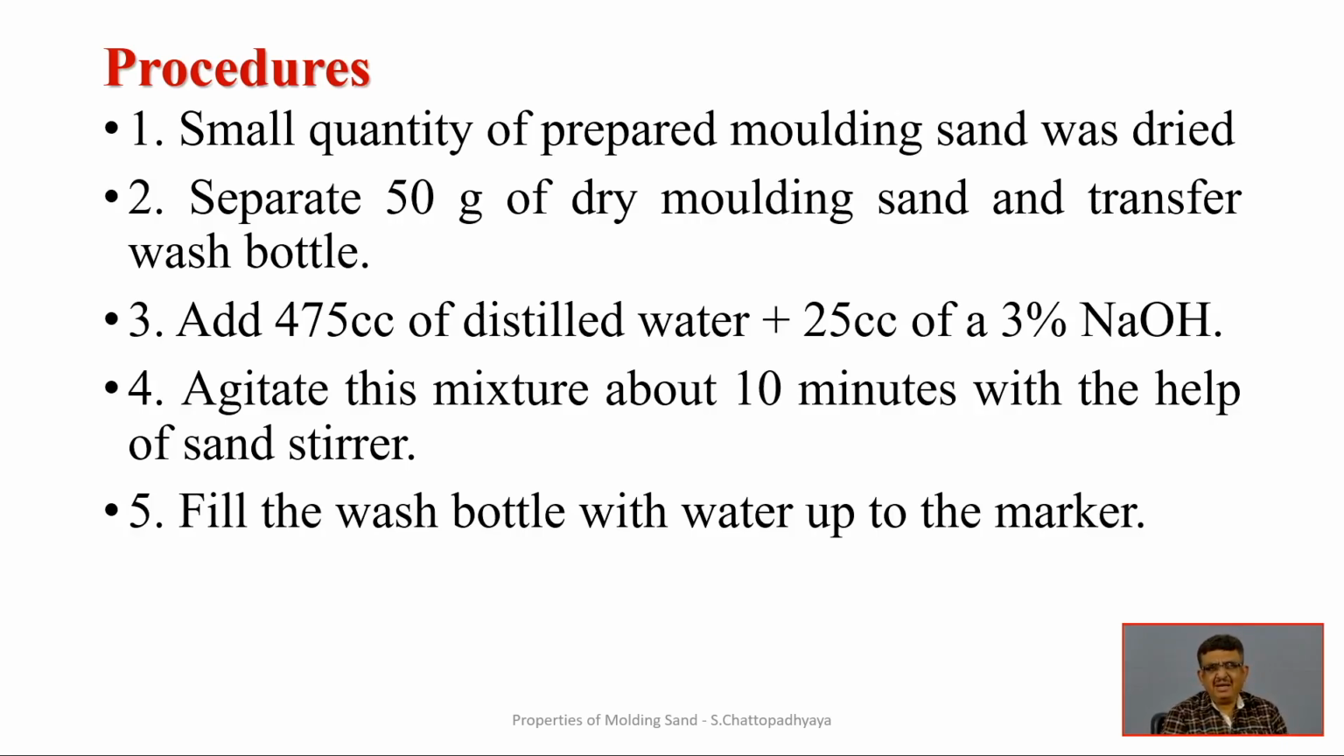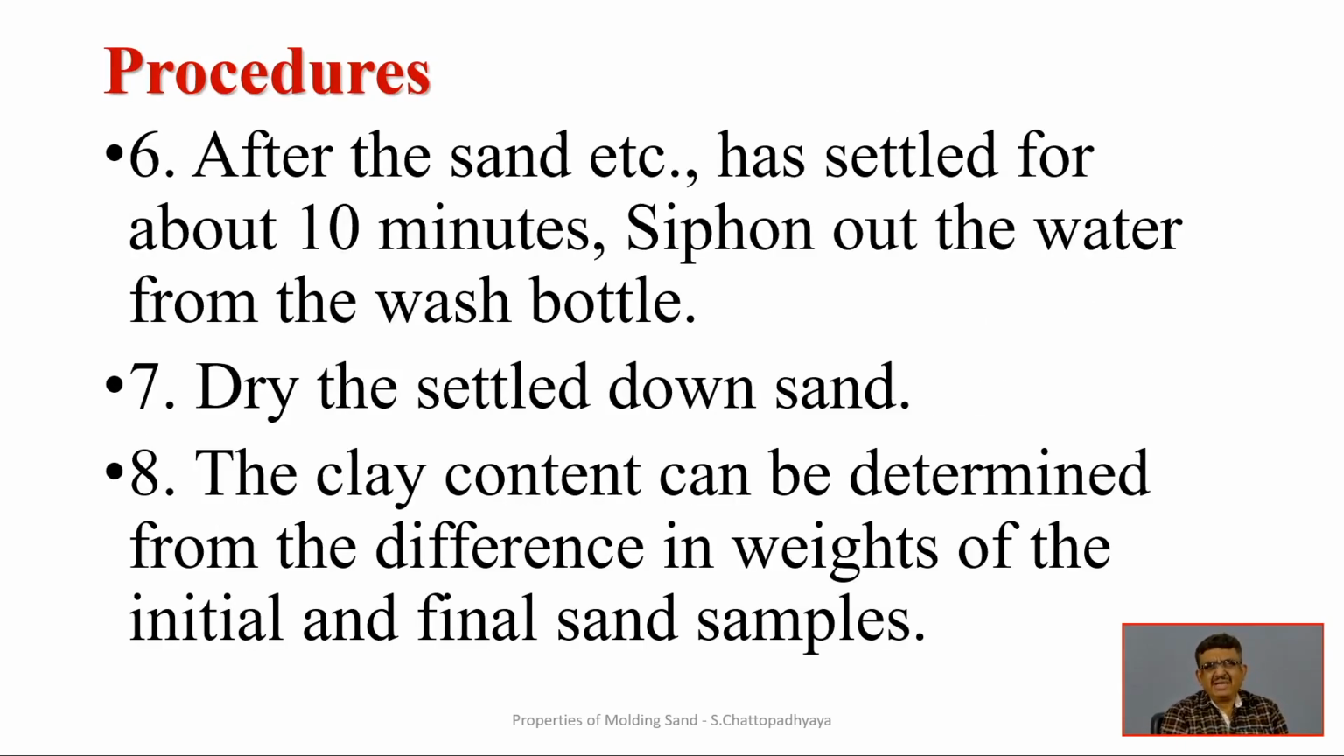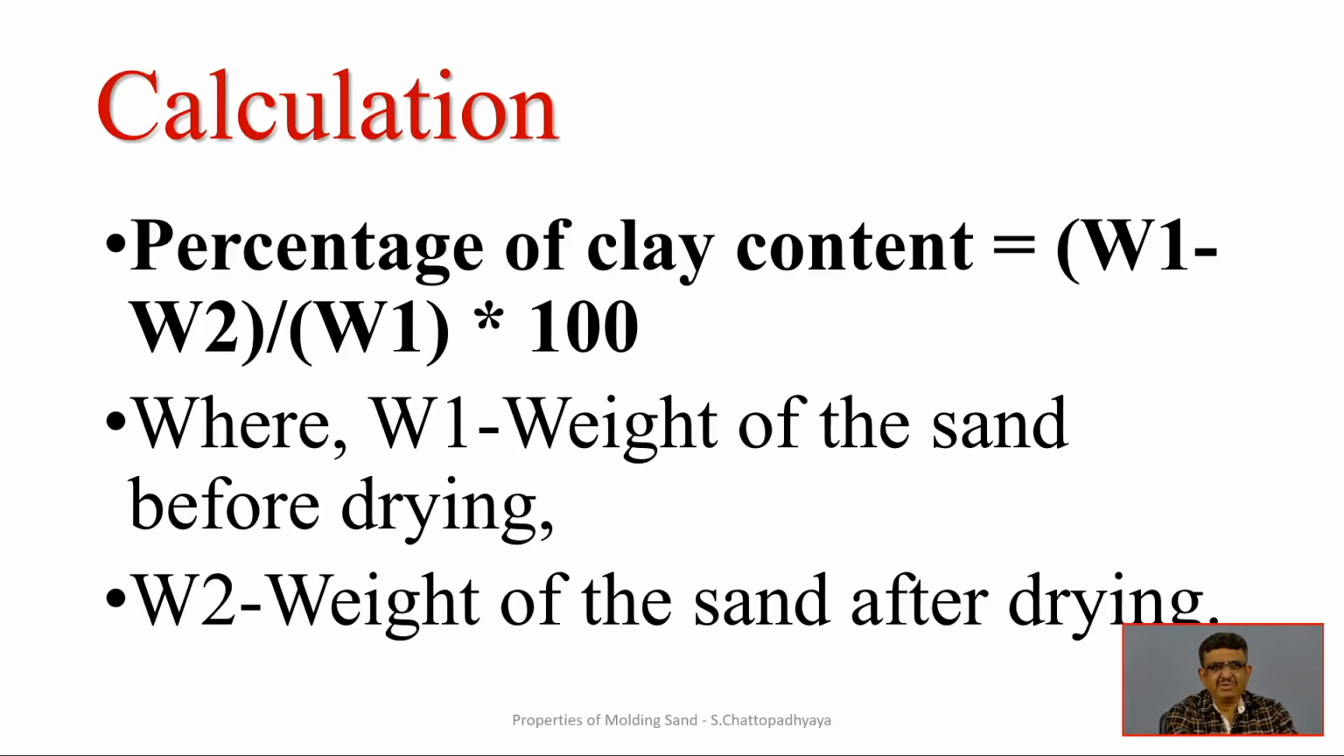We agitate for 10 minutes with the help of a sand stirrer, with a wash bottle of water at hand. After the sand has settled for about 10 minutes, siphon off the water and dry the settled sand, and the clay content can be determined from the difference of the weights. That is very important. The clay is removed by this artificial method, and then we can compare the sand with clay and without clay, and with some simple calculations we can come out with numerical values.